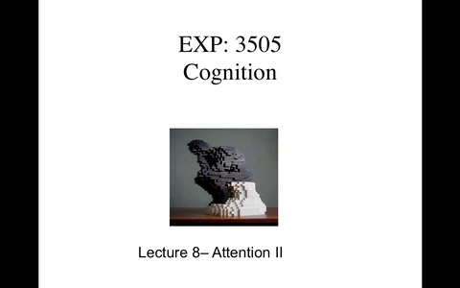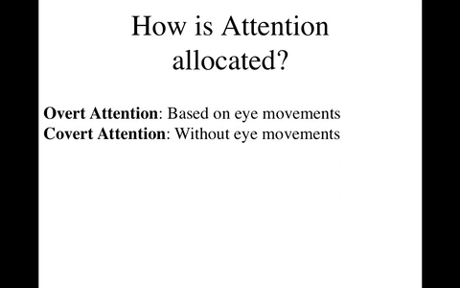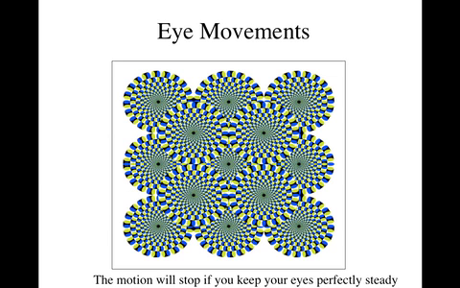Okay, we start lecture 8, which is the second lecture on attention. So we discussed how attention is allocated. Overt attention is based on eye movements, and covert attention is without eye movements. So even though eye movements are typically very strongly correlated with attention, usually where we're paying attention is where we're fixating, as we saw a little while ago, covert attention is also possible. So attention is really about what you're processing, not, for instance, what you're looking at in the sense of what's in the center of fixation.